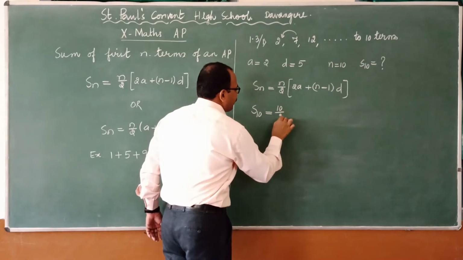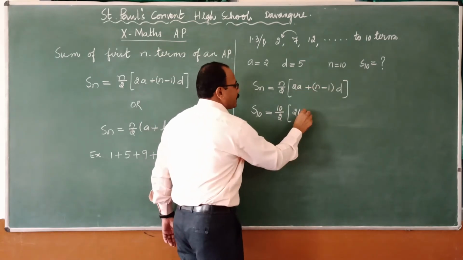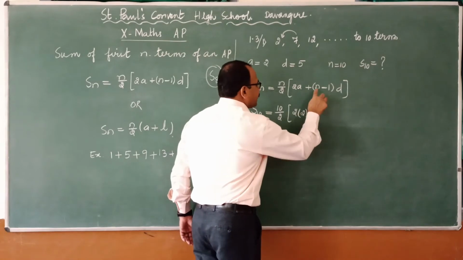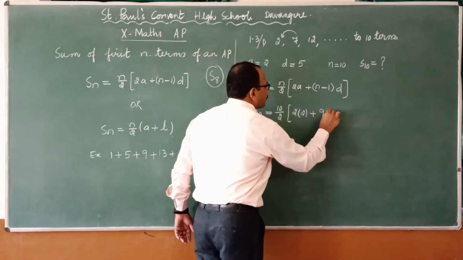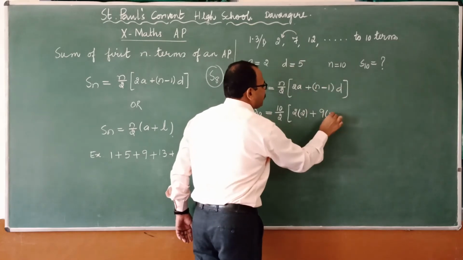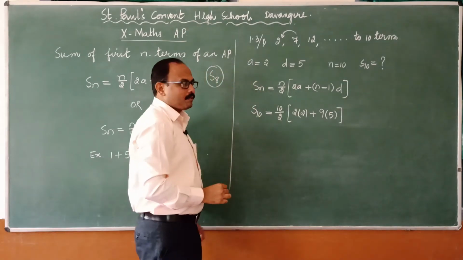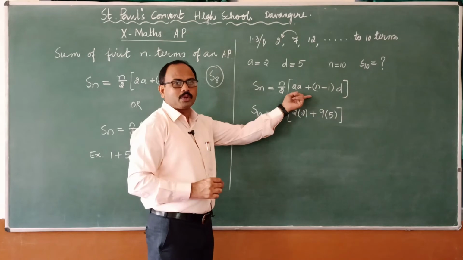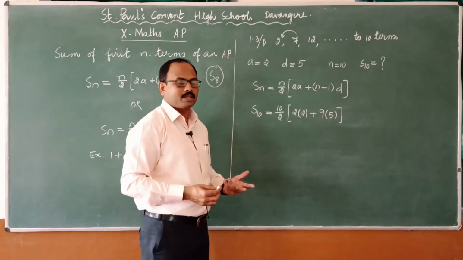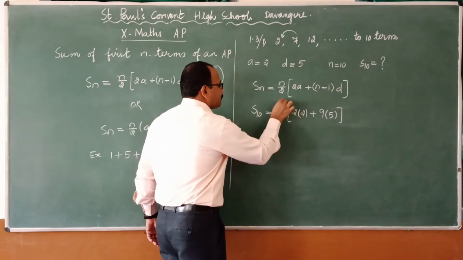Substitution: S10 is equal to 10 by 2 into 2 into a, which is 2, again plus n is 10, 10 minus 1 becomes 9, into d, which is 5. This is how the simplification part goes, children, which all of you can do very well. Only this formula is new to you. Substitution and the simplification, it's easy. 1 time, this is 5 times.